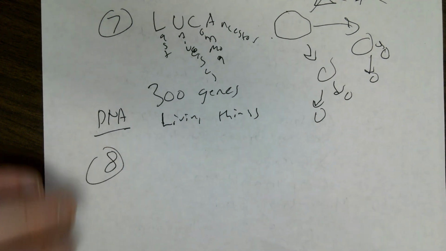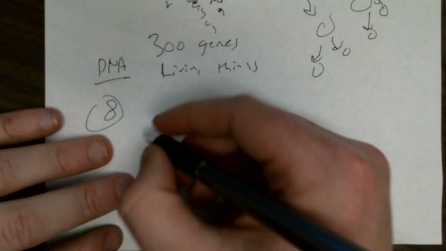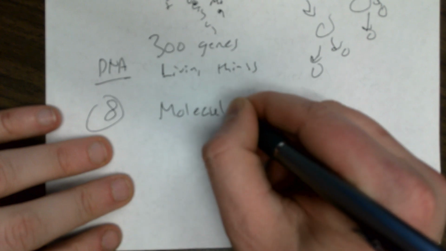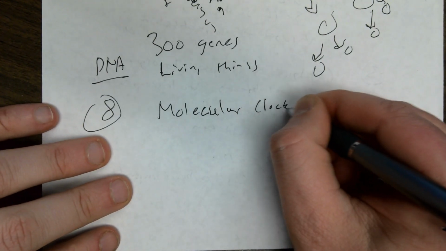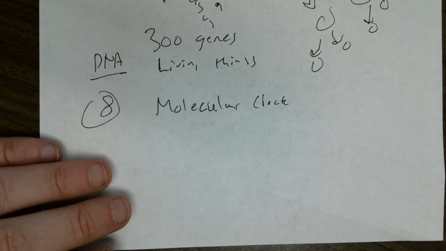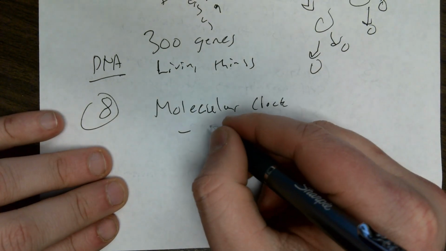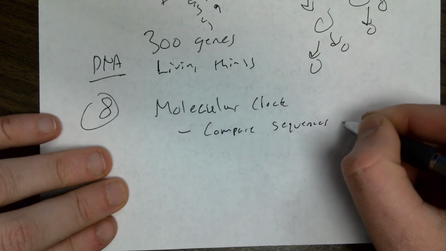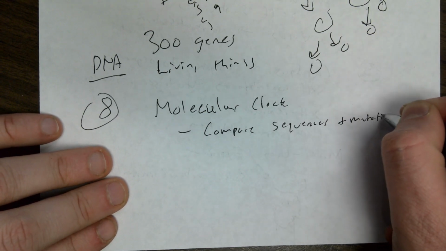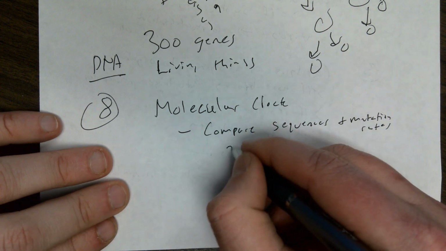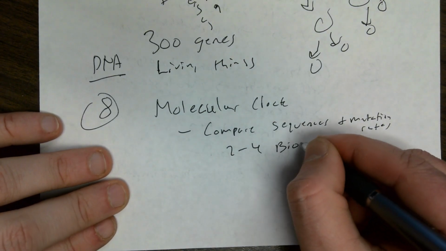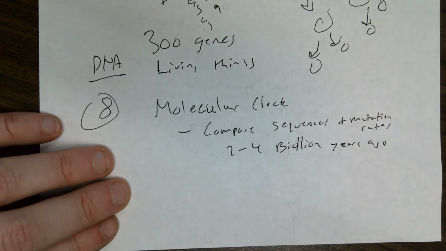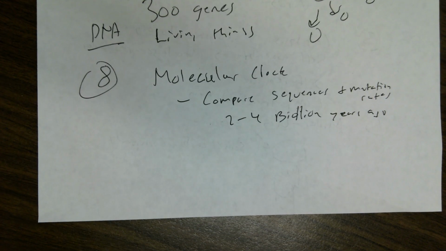When did Luca come around? Well, there's 2 ways we can estimate it. The first one we've already talked about, right, is our molecular clock. Our molecular clock is a way of looking and comparing different DNA sequences to see how long it's been. So you compare sequences and mutation rates to get an estimated time. And our estimated time is roughly 2 to 4 billion years ago. And so we can do that to get a pretty good estimate of when it was.